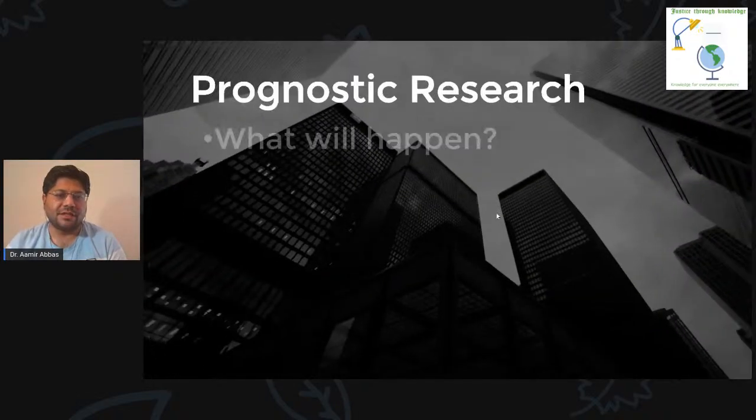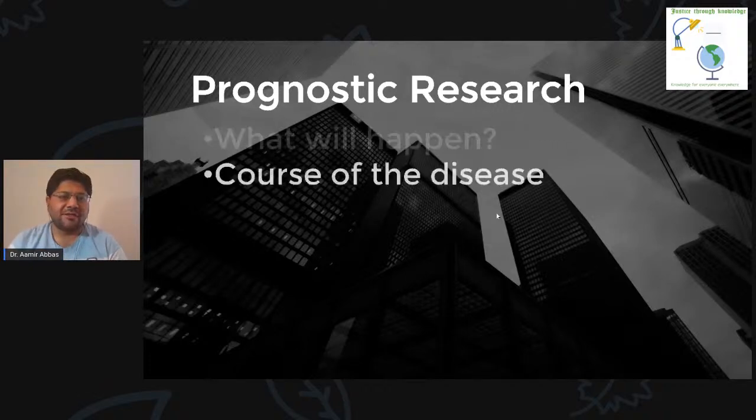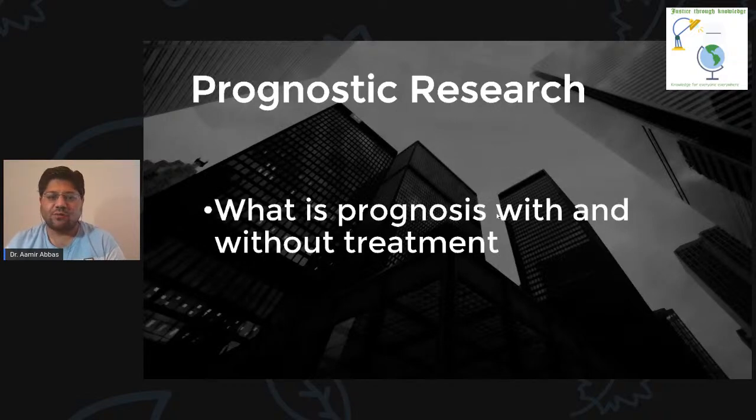Similarly, for prognosis, clinicians are asked by the patients what will happen to them when they come up with a particular diagnosis, whether their disease will be cured or whether it will deteriorate. So prognostic research establishes the course of the disease and the prognosis with and without treatment, which means that if the patient is given the treatment or does not get the treatment, what is the difference between the two situations.